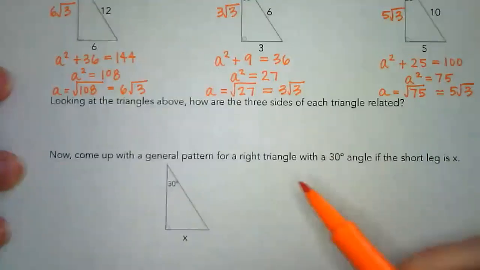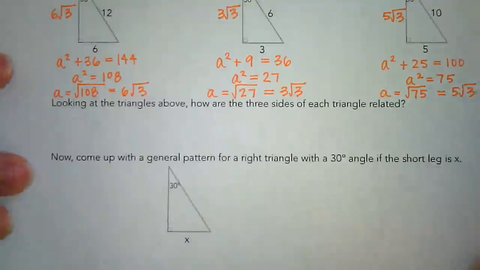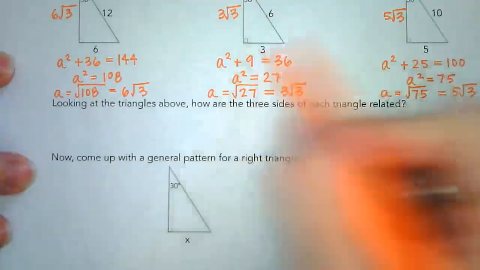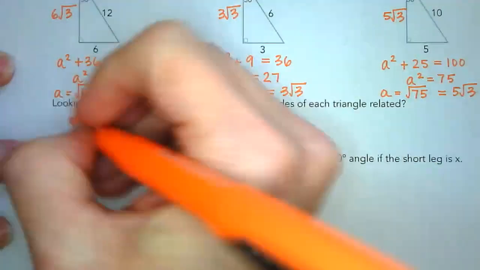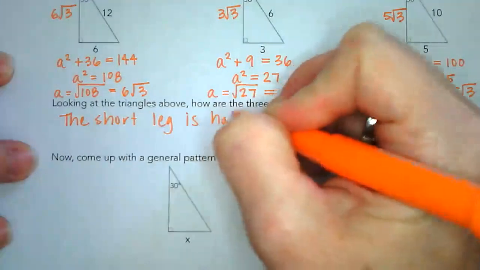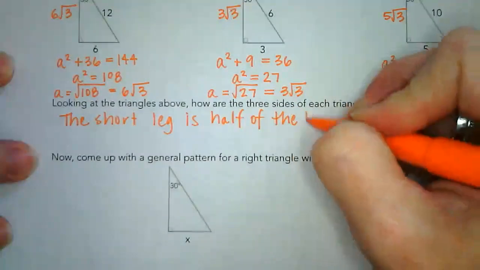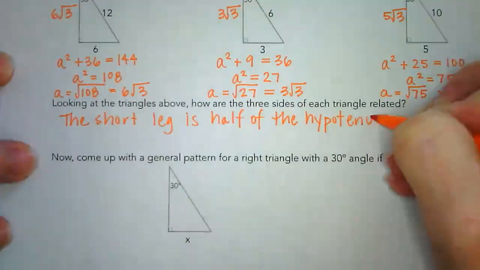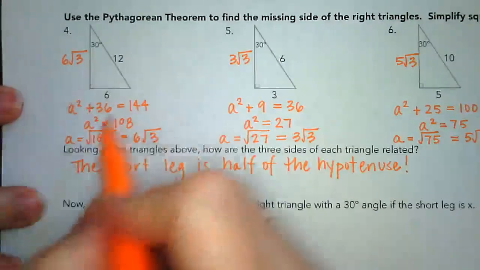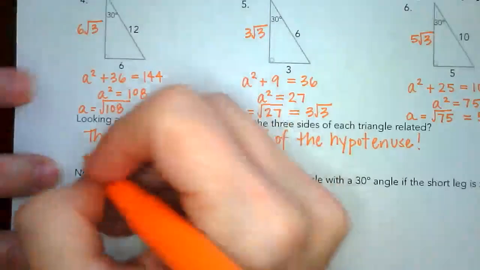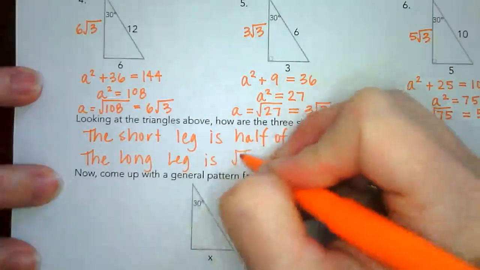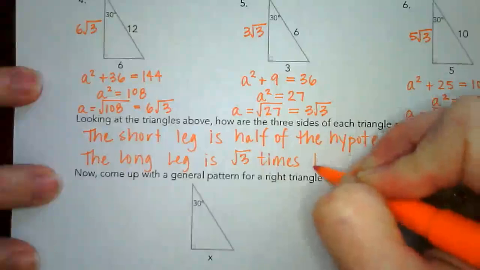All right, so looking at the triangles, how are the 3 sides of the triangle related? Okay, so here's the deal. The short leg is half of the hypotenuse, if you notice that. The short leg is half of the hypotenuse, which we could also say going in the other direction, that the hypotenuse is twice the length of the short leg. And then the long leg is the short leg times the square root of 3. So the long leg is square root of 3 times the short leg.